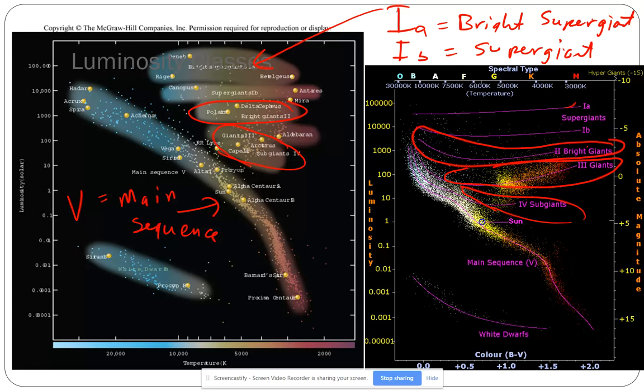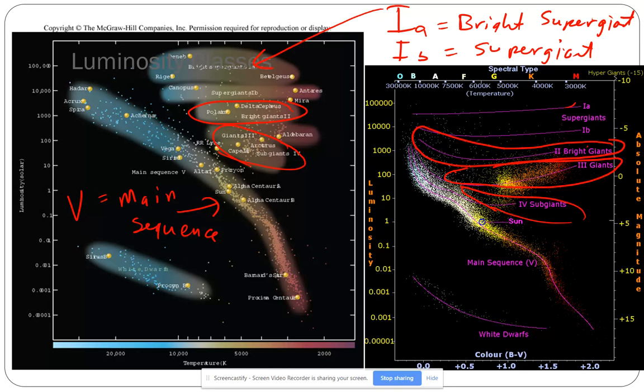Off main sequence is something else, which is generally death stages. So these other categories, the Roman numerals that are less than 5, are death stages for a star. And then the white dwarfs, which don't have a Roman numeral, are dead. They're no longer stars. They used to be.